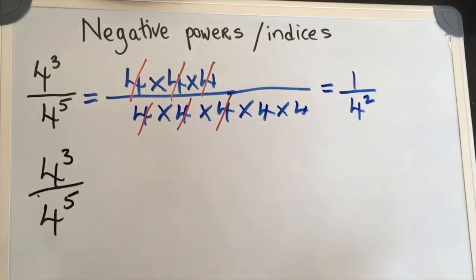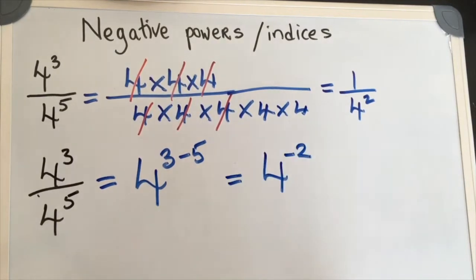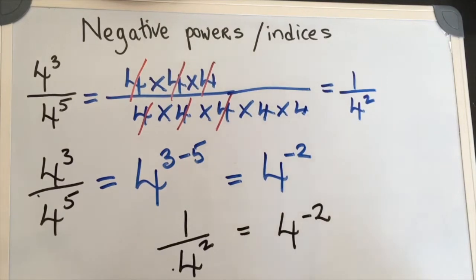Now, as we know from a previous video, there's another way of doing this same sum. Because the bases are the same, 4, we can subtract the powers when we're dividing. So we get 4 to the power of 3 minus 5, which is 4 to the power of minus 2. Both sums are the same, so therefore the answers are equal. So 1 over 4 to the power of 2 is equal to 4 to the power of minus 2. So we've got a negative power.